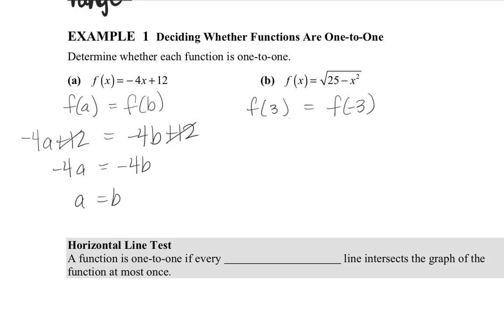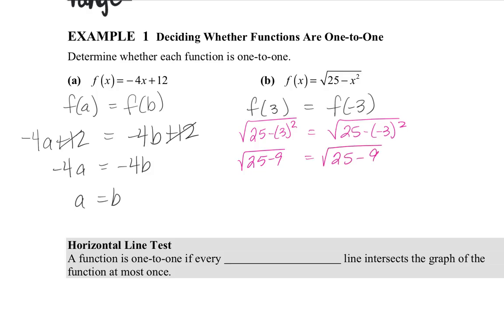So let's plug it in and look at the numbers. We have the square root of 25 minus 3 squared, and over here the square root of 25 minus negative 3 squared. So this is going to be 25 minus 9, and 25 minus negative 3 squared is also 25 minus 9. 25 minus 9 is 16, and the square root of 16 is 4. So since we get 3, 4 as a point and negative 3, 4 as a point, it's not one-to-one.